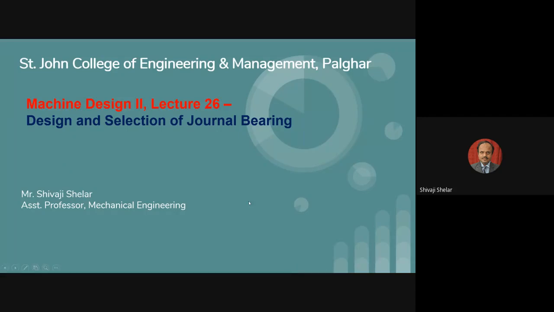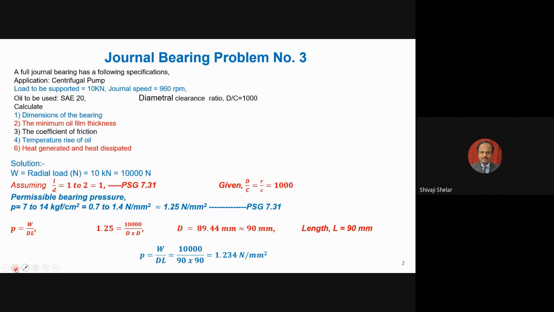Okay, so let's take another new problem today for design. So let's learn the problem statement here. This is the third problem we are learning under journal bearing. Full journal bearing, there will be partial also, the treatment remains same. Whether it's the full journal bearing or partial journal bearing, the treatment for the problem remains same.